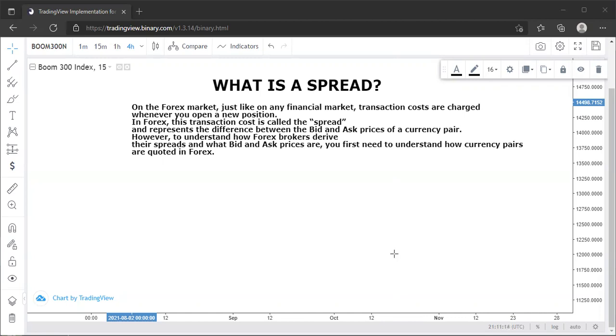Now, in the foreign exchange market or synthetic indices, the transaction cost is called the spread and represents the difference between the bid and the ask price of a currency pair, right? However, to understand how forex brokers derive their spreads and what bid and ask price are, you first need to understand how currency prices are quoted in forex. You need to understand how the bid and the ask price work, you subtract one from the other, and then you get your spread.